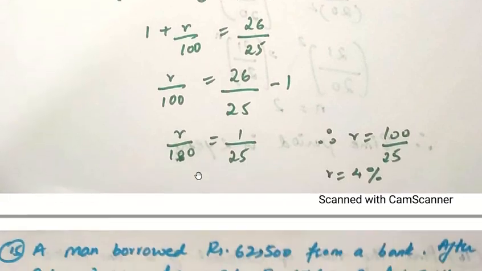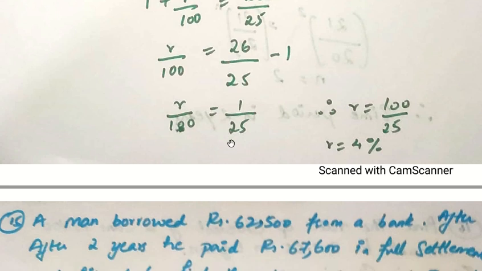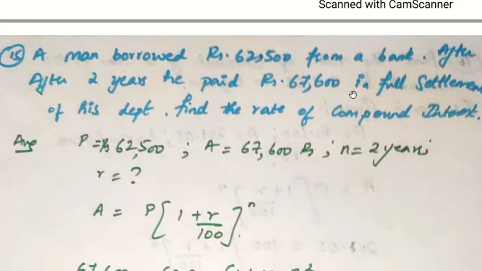So r by 100 is equal to 26 divided by 25 minus 1. So r by 100 is equal to 26 minus 25 divided by 25, which is the LCM. So r by 100 is equal to 1 by 25. Therefore, r is equal to 100 by 25. So r is equal to 4%.